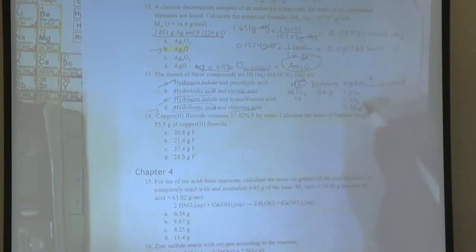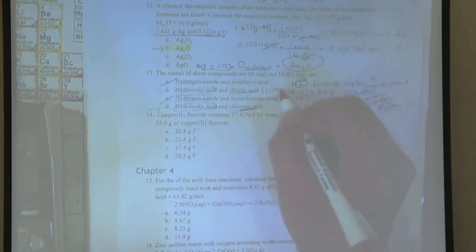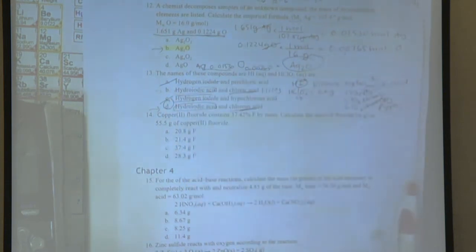So this is going to be perchloric acid. This is going to be chloric, chlorous, and what is this? Hypochlorous, thank you, yes. It's going to be hypo, this is going to be per. This is going to be chloric and chlorous. So because we have 2 oxygens, it's going to be chlorous. Chloric acid would be HClO3. So this guy is D.